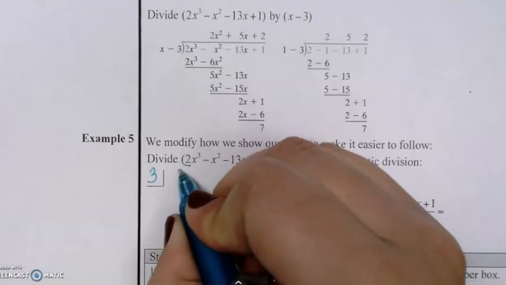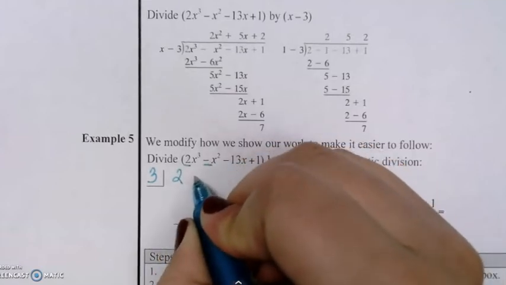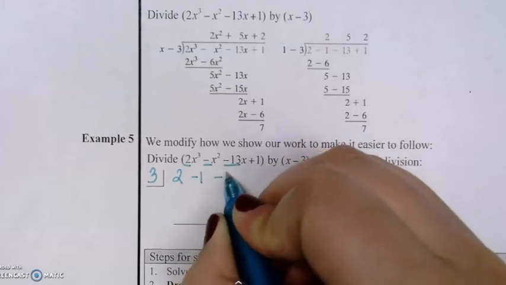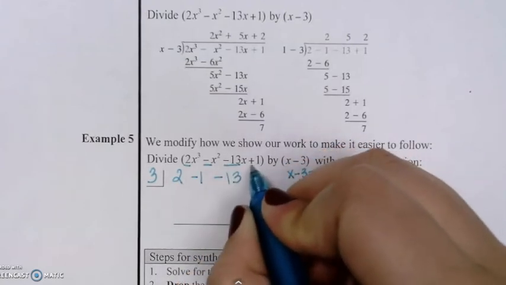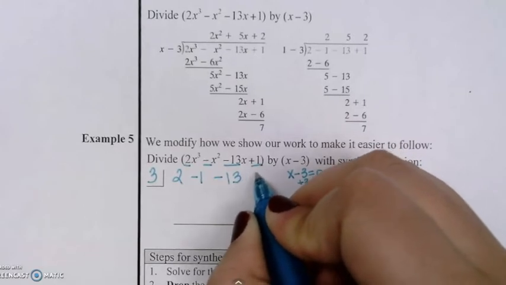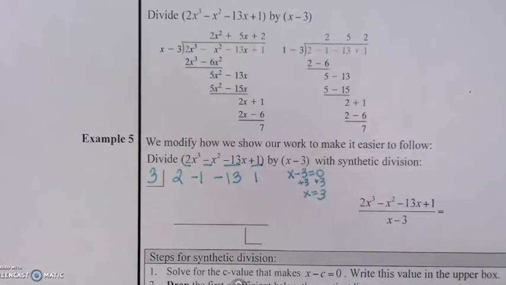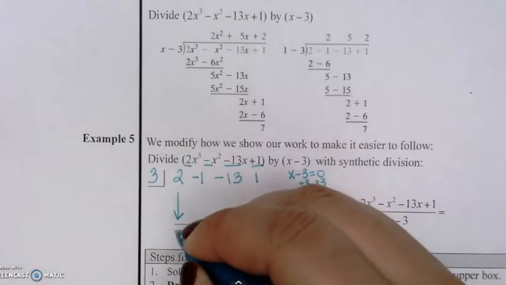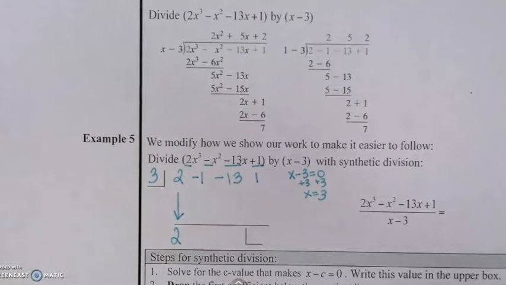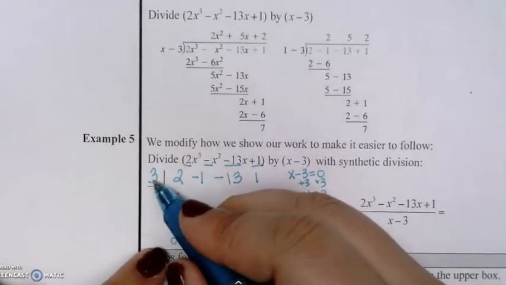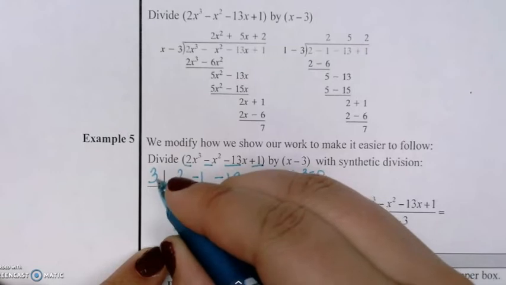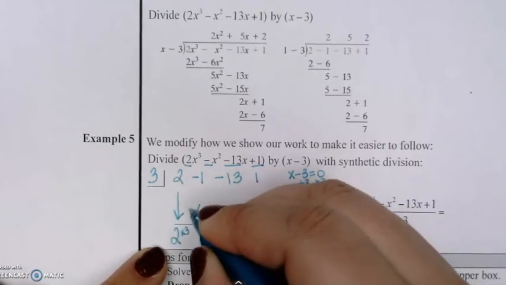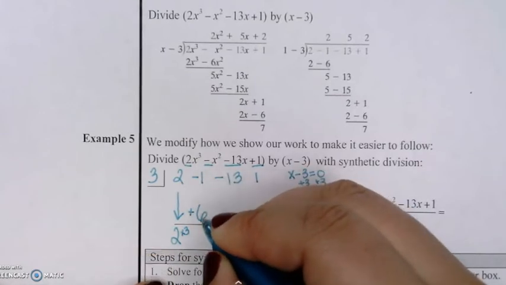So here, 2, our x squared has a coefficient of negative 1, our degree 1 term has a coefficient of negative 13, and then our degree 0, or constant term, has a coefficient of 1. And then we follow this pattern. The first number drops down and stays itself. And then we multiply by 3. So we're multiplying by the number that we're dividing by. 2 times 3 is 6. And then we add. Negative 1 plus 6 is 5.